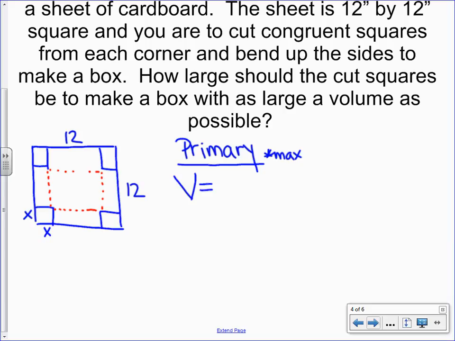So how do we find the volume? For each side, what is this length right here? 12 minus 2x. This length squared. 12 minus 2x times what's the height of our box? x. So length times width times height.